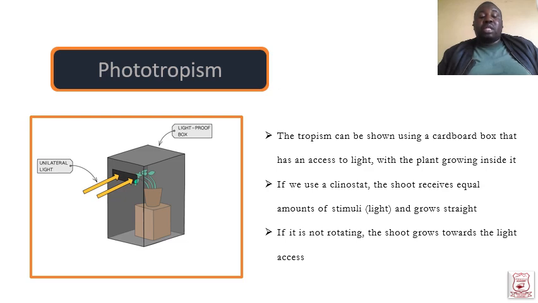But if the clinostat is switched off, after some time you are going to see that shoots are going to bend towards where the light source is, proving that light is one of the stimuli that affects the growth of plants.